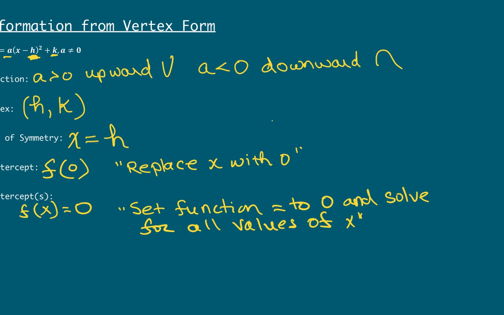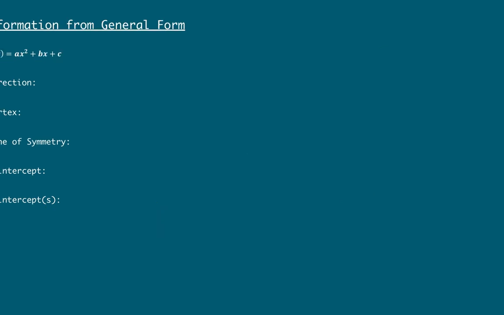Okay, so that's from vertex form. Let's take a look at the general form, what we need to do. If we have the general form of the equation, the direction is the same. We'll still look at a. If a is greater than 0, we have a positive parabola, and our parabola will open up. If a is less than 0, we're going to open down. So we're always going to be looking at a.